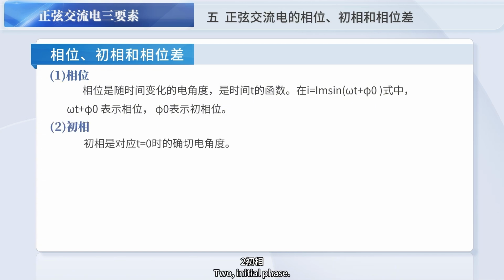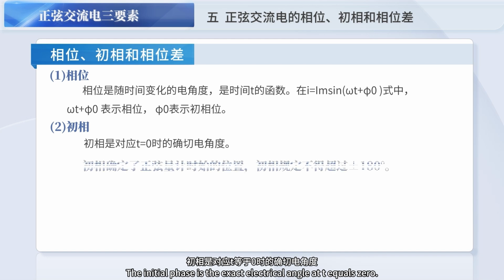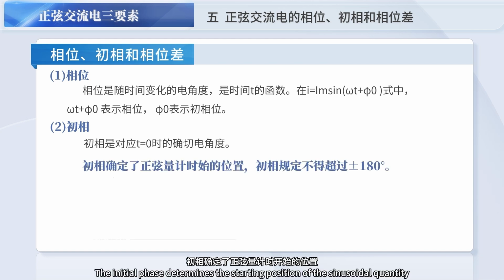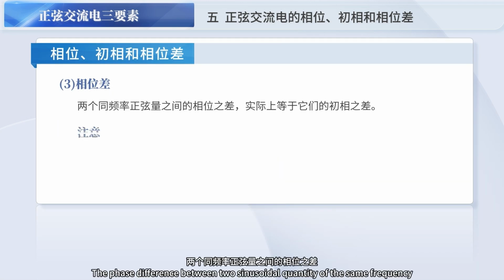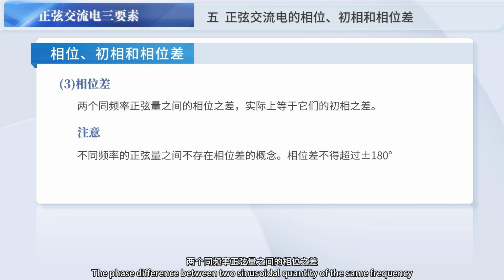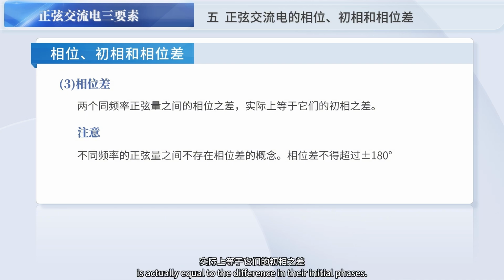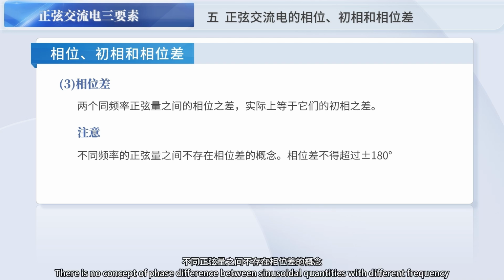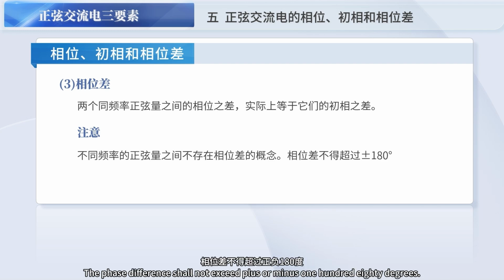Second, initial phase. The initial phase is the exact electrical angle at t equals 0. The initial phase determines the starting position of the sinusoidal quantity. The initial phase shall not exceed plus or minus 180 degrees. The phase difference between two sinusoidal quantities of the same frequency is actually equal to the difference in their initial phases. Note: there is no concept of phase difference between sinusoidal quantities with different frequencies. The phase difference shall not exceed plus or minus 180 degrees.